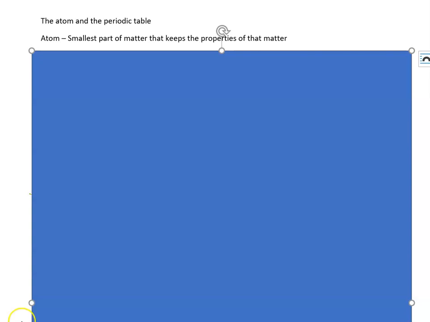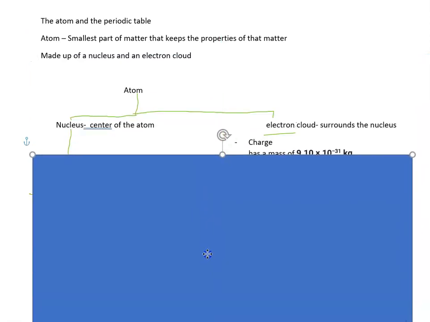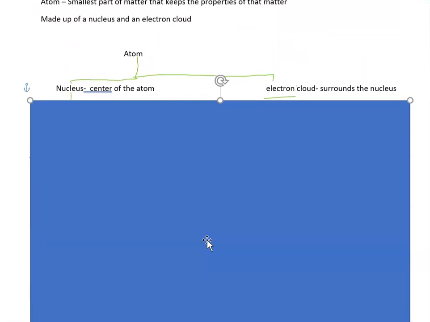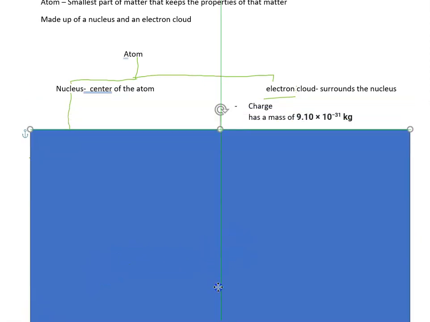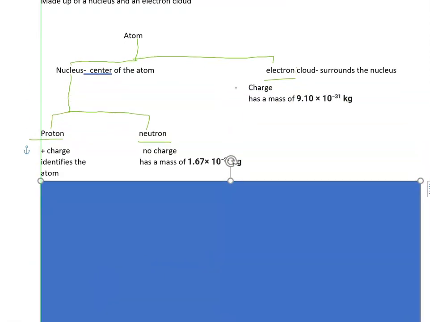And the atom is broken down into two parts, the nucleus and the electron cloud. The nucleus is the center of the atom. The electron cloud surrounds the nucleus. So the very center of the atom is the nucleus, and then surrounding that like a cloud is the electron cloud, which contains the electrons. Okay. Within the nucleus, you'll find the protons and neutrons.